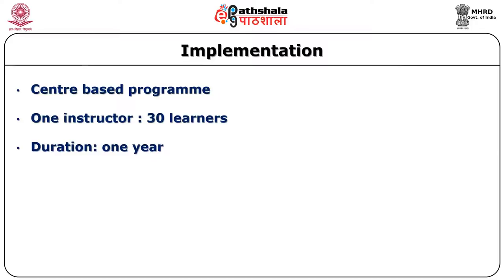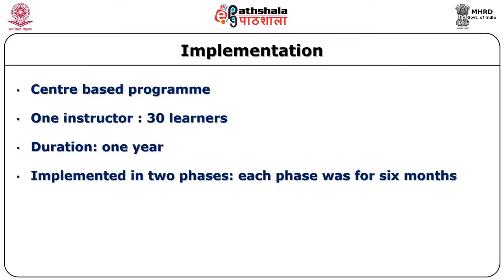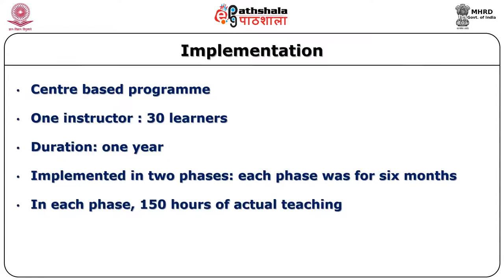The duration of this program was 1 year. This 1 year was divided into two phases of 6 months each. Each phase had 150 hours of actual teaching. In the first phase, basically, the farmers were taught about various types of seeds, its utilization, how to use various fertilizers, what type of climate is needed for the growth of these agricultural products.